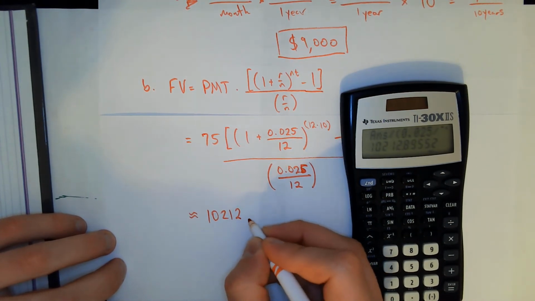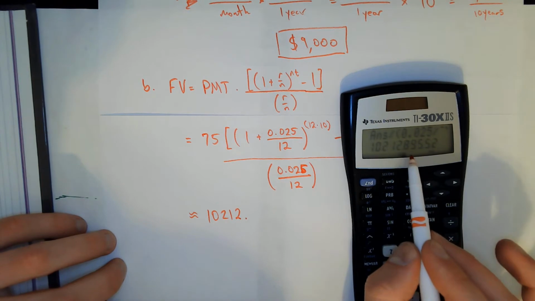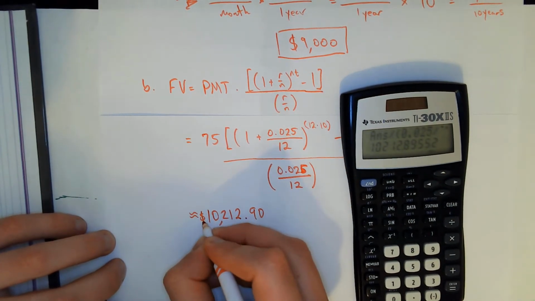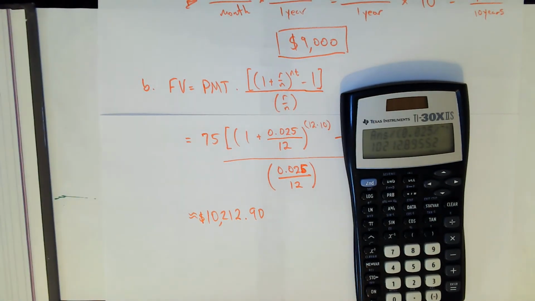10,212, and I'll just round to, let's see, 89 cents, round it, so 90 cents. There we go, $10,212.90 after 10 years. This is starting at 0. This is not putting in a big lump sum, like a big principal, and then also having that compound interest and also putting in monthly payments. This is starting at ground 0, okay?